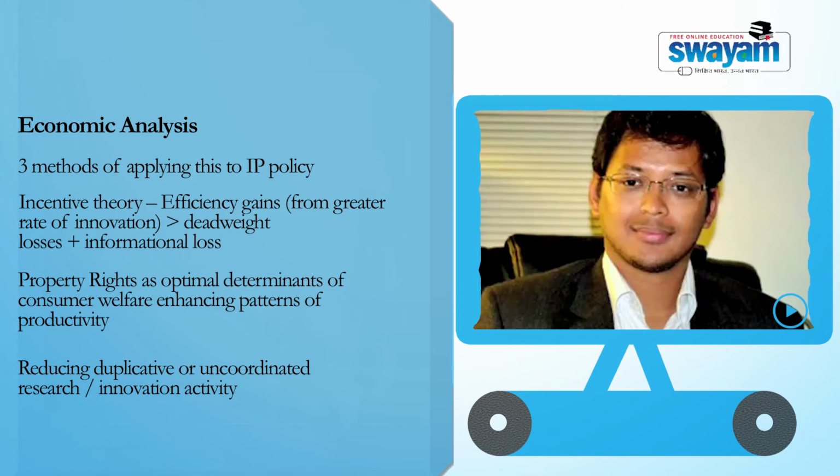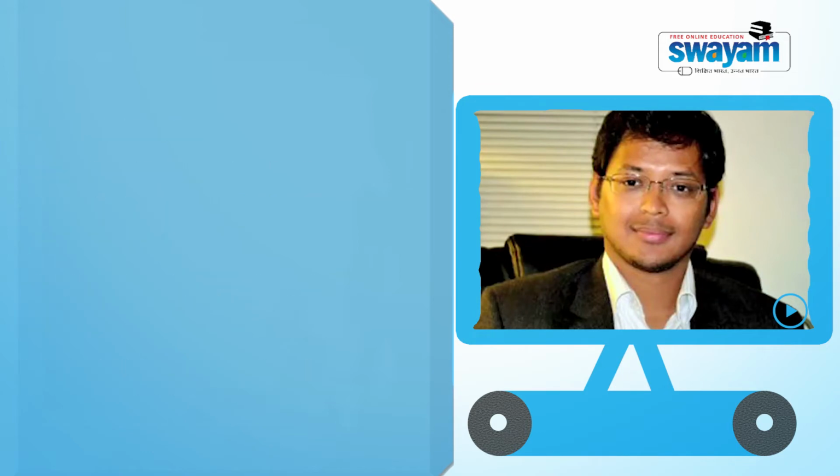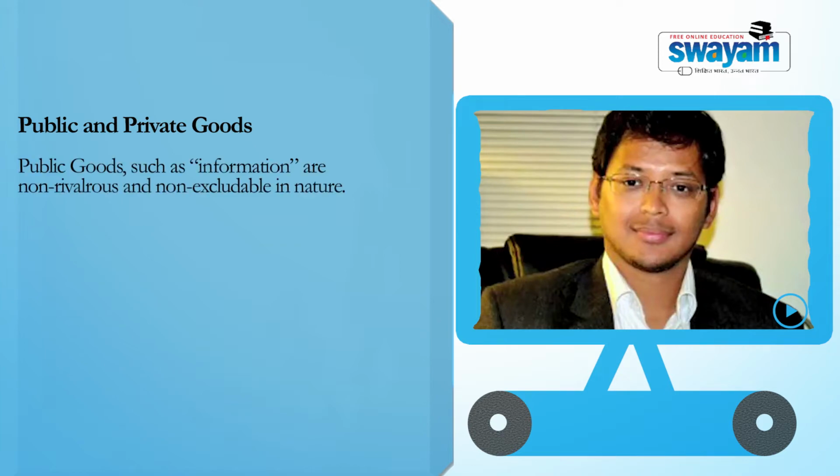Now, before we look into what these different approaches are and how we can use them, we first have to understand the nature of information goods. Information goods are known, in economic terms, as public goods. This is because they are non-rivalrous in nature and non-excludable in nature. So what do these terms mean?